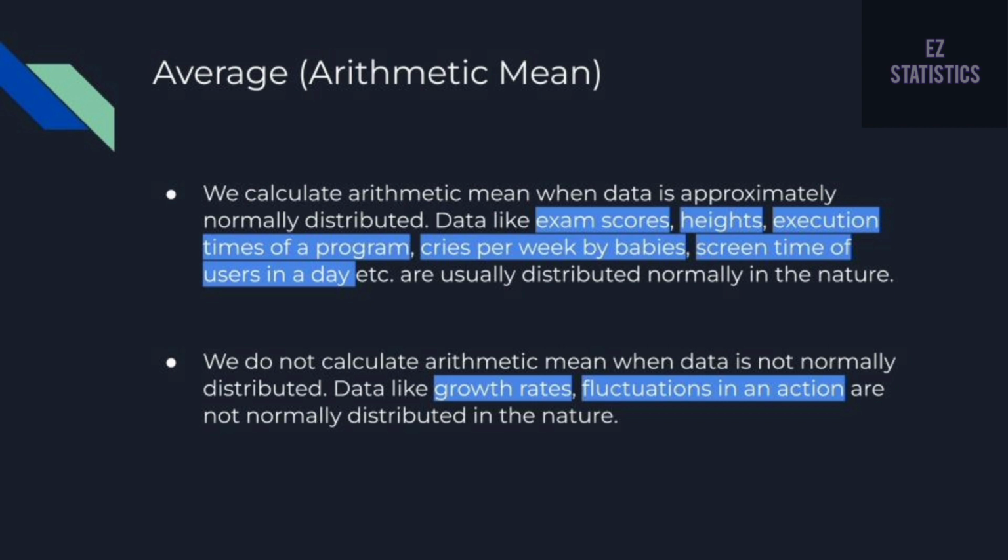We need to know when we should calculate the average, or the arithmetic mean. We calculate it only when the data is approximately normally distributed. It means that in nature, there are data that take the shape of a bell when we plot them on graph paper. Such data includes exam scores, heights, program runtime, cries per week, screen times, etc. And we do not calculate the arithmetic mean when the data is not normally distributed. For such data, we use other types of Pythagorean means, like the geometric mean for growth rate data and the harmonic mean for fluctuating data.